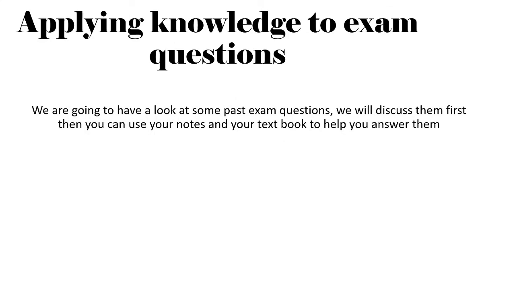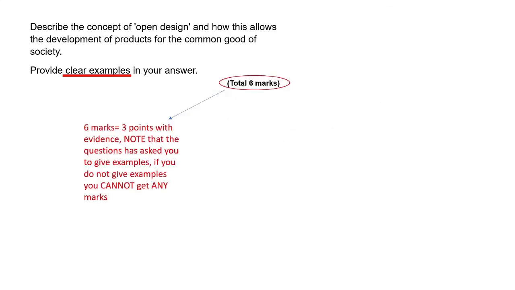So we're going to have a look at a couple of questions. The first one: describe the concept of open design, and how this allows the development of products for the common good of society. Provide clear examples in your answers. So 6 marks, so that's 3 points with evidence. Note that the question has asked you to give examples. If you do not give examples, you can't get any of the marks. So 6 marks, 6 minutes. Pause the video, have a go at answering it, and we'll go through the answers.